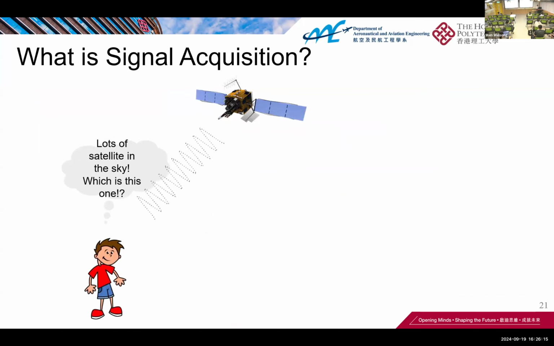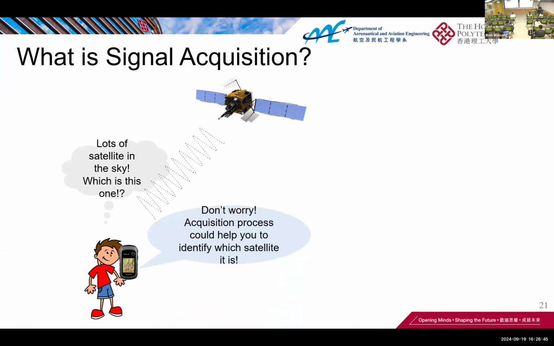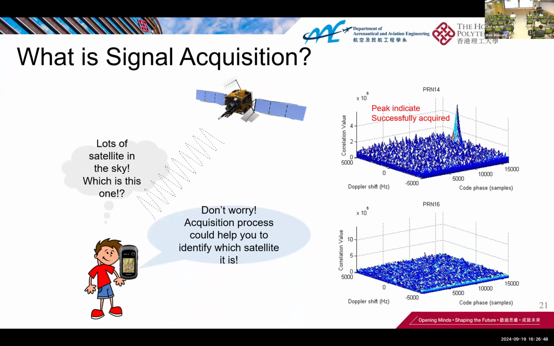So what is signal acquisition? For example, if I receive a radio signal, how can I identify that it is from a satellite? There are lots of satellites in the sky. Which is from GPS, or which is from GLONASS? How to identify? This is the role of signal acquisition. The acquisition process aggregates different radio signals from the sky with different signal strengths, and finally you find a peak. The peak represents one of the satellites. This is roughly the idea of the acquisition process.